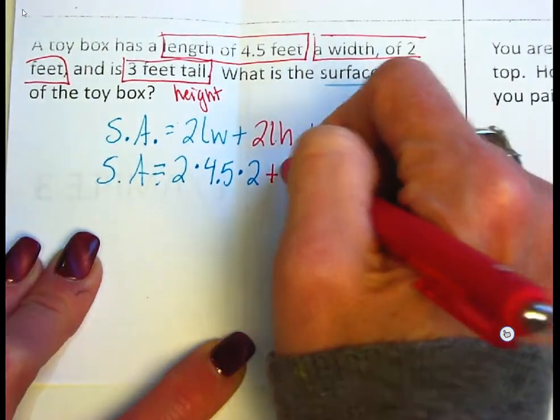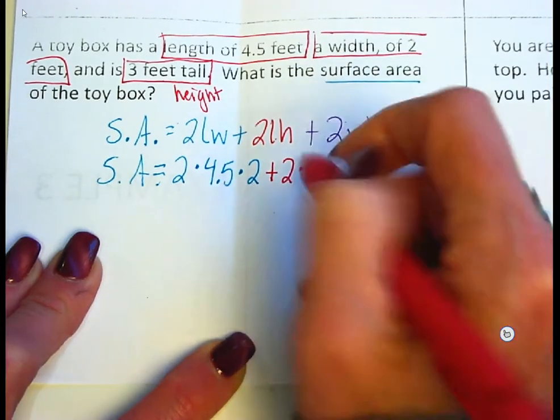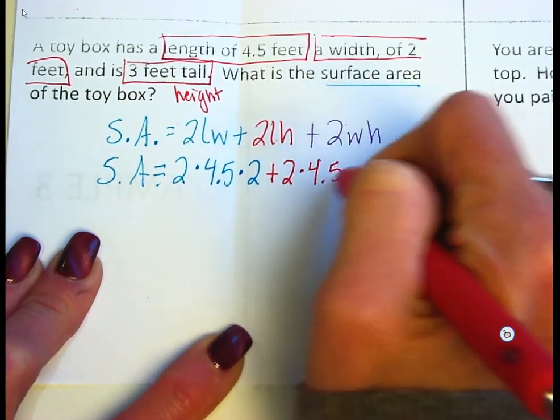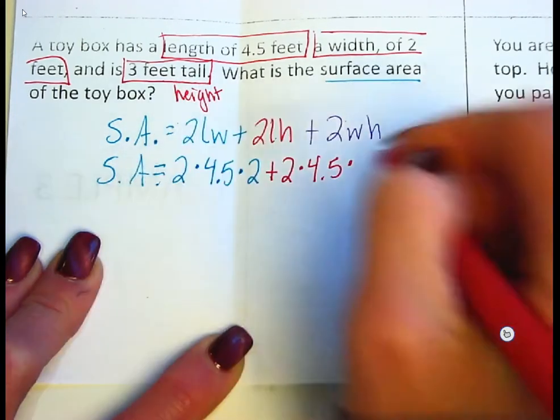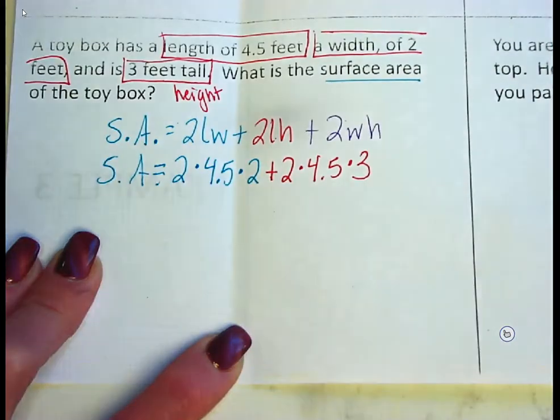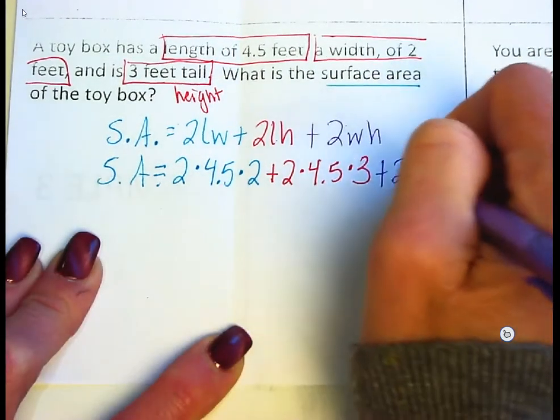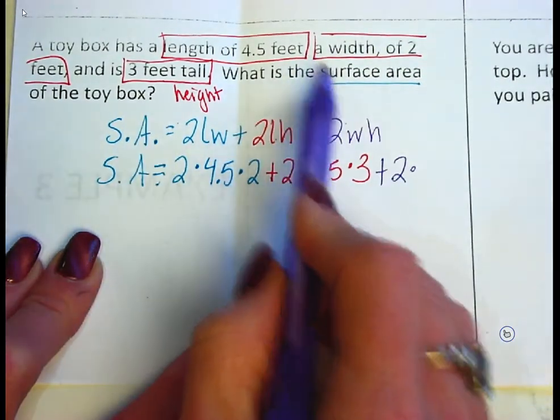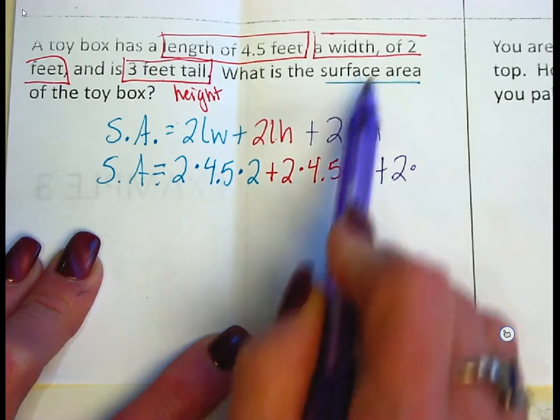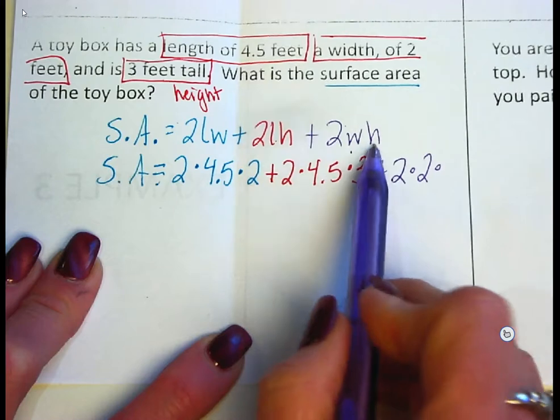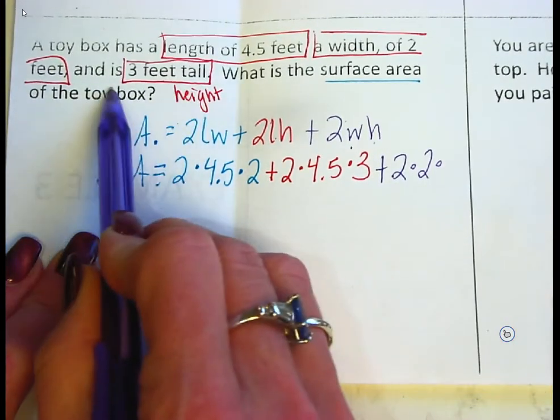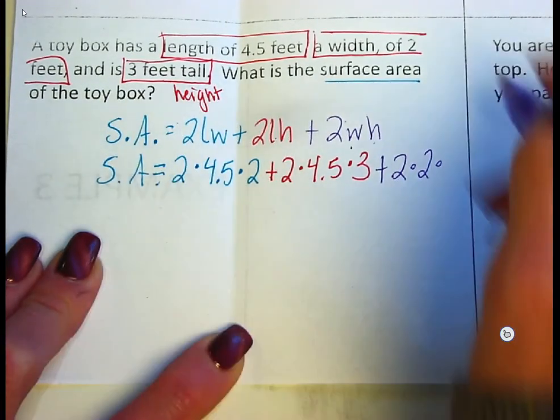And I'm going to go with my front and my back. 2 times 4.5. And then the height is 3. Plus 2 times what? What's my width? W is 2. And then H, we said tall. If I'm talking about how tall something is, that's my height.